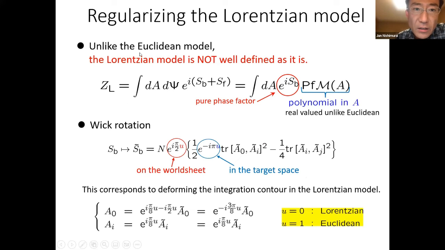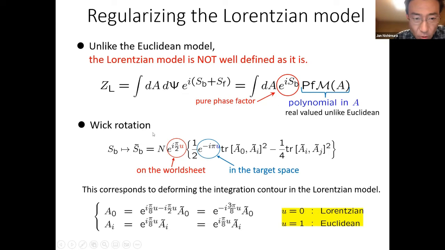But then, unlike the Euclidean model, the Lorentzian model is not well defined as it is, because this is just a pure phase factor, and this part is the Pfaffian, which is just a polynomial in A. So if you integrate over A, this is not absolutely convergent. Another thing to notice here is that the Pfaffian is no more complex. It is real valued, unlike in the Euclidean model. Now, how can we regularize this model?